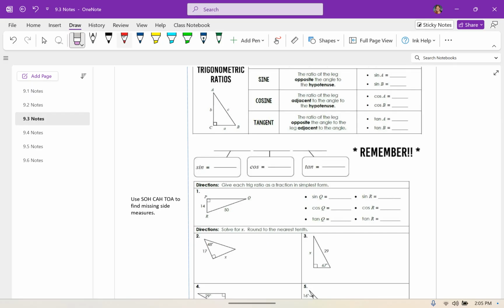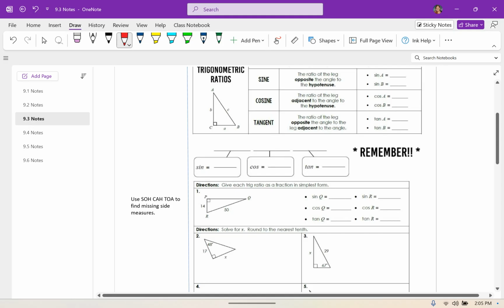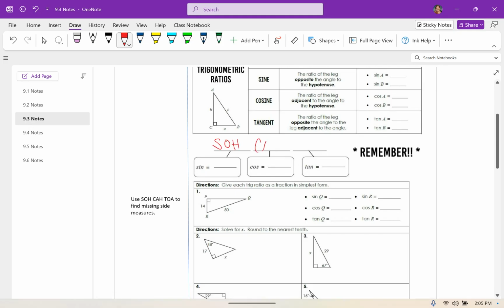And so we write SOHCAHTOA to remember that the trigonometric ratio for sine is opposite over hypotenuse. For cosine, it is adjacent over hypotenuse. And for tangent, it is opposite over adjacent.